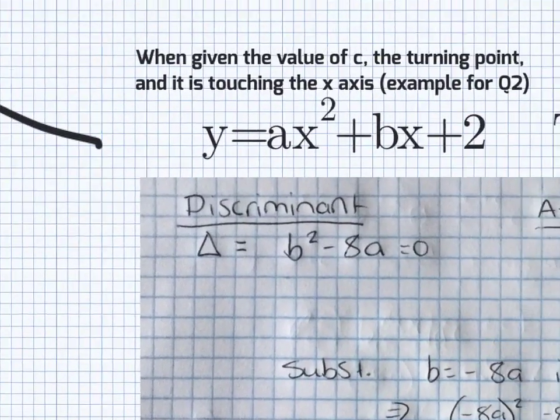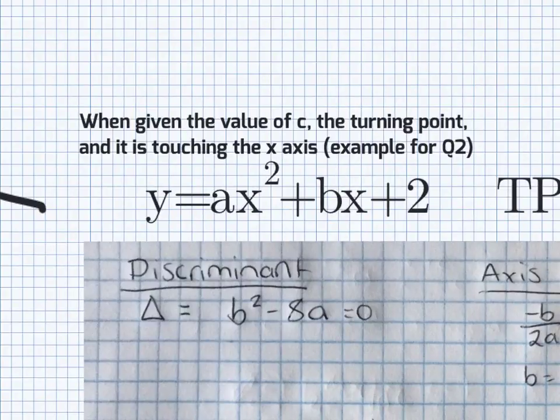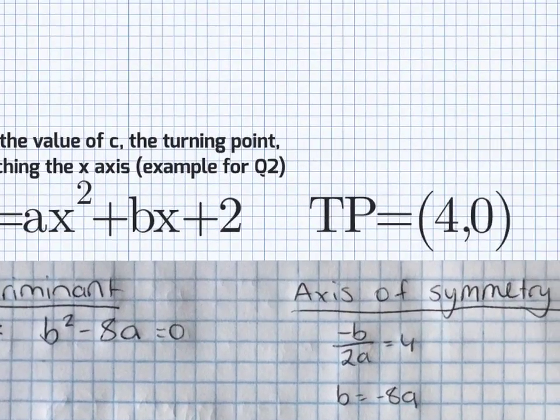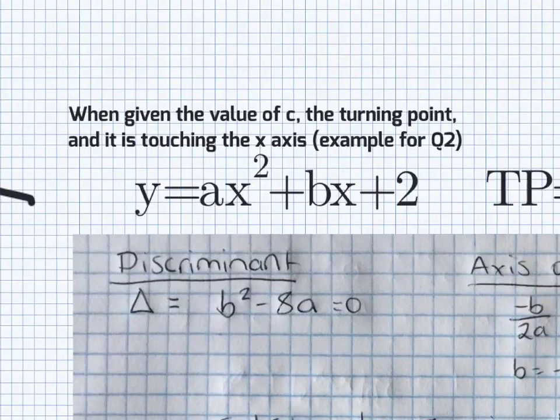Okay, the last one is an example for question 2. It's when you're given a parabola in general form and you've been given the C value, the turning point, and you know that it's touching the x-axis. So none of the equations we've used so far will work because we don't have another point, but we can see that hint. Whenever we see something is touching the x-axis, we know the discriminant equals 0. So that's our hint to use the discriminant.